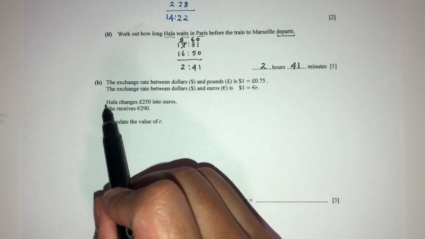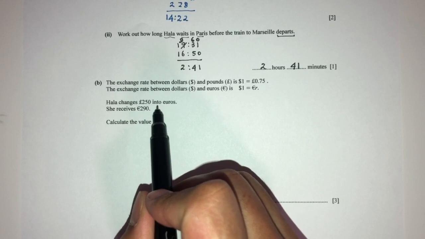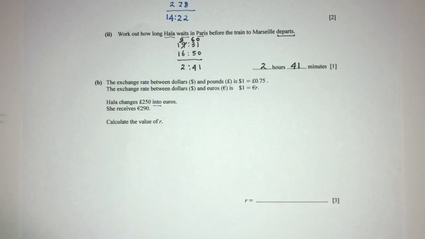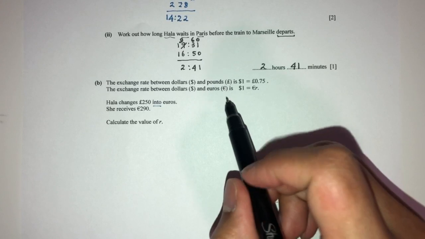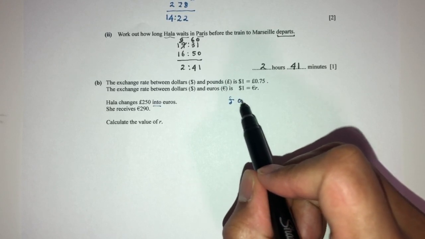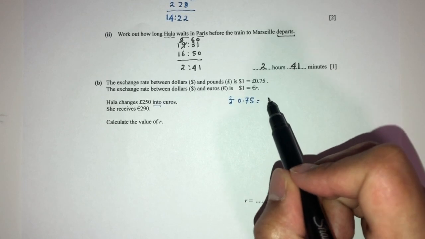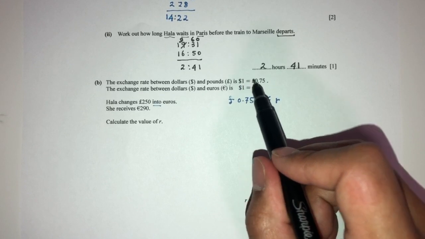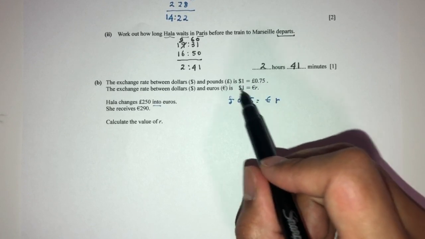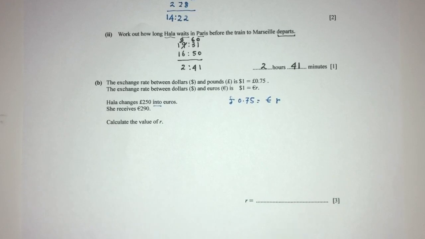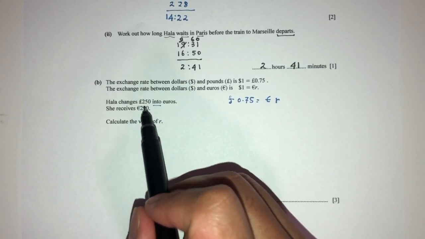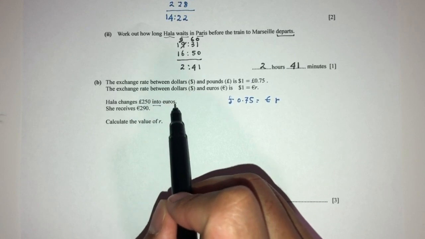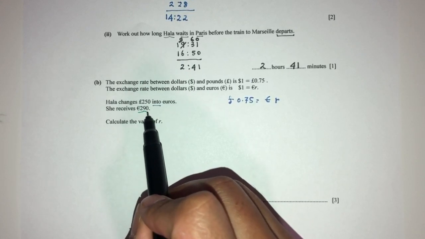So we know Hala changes 250 pounds into euros. Now, obviously, from here we can conclude this much pounds is equal to this much euros, right? If you replace by substitution, this is equal to this. I can put this here, we get this. This is not necessary. I'm just writing this so we can actually observe something from the two values. Now, it tells you that if she changes pounds to euros, she receives 290.